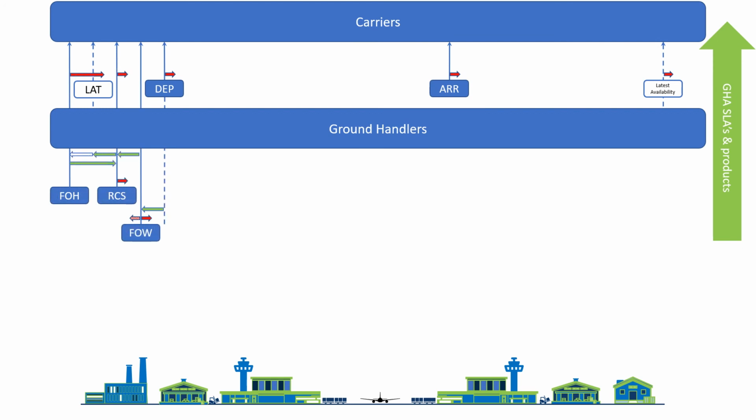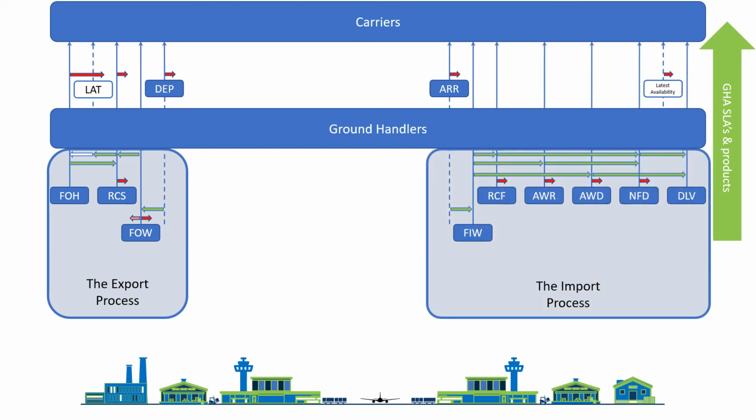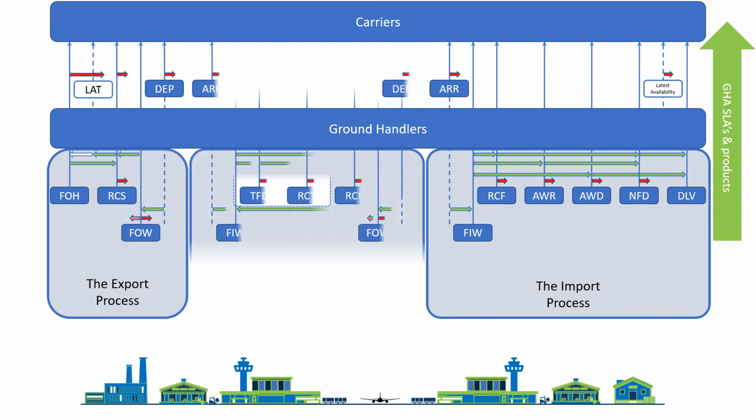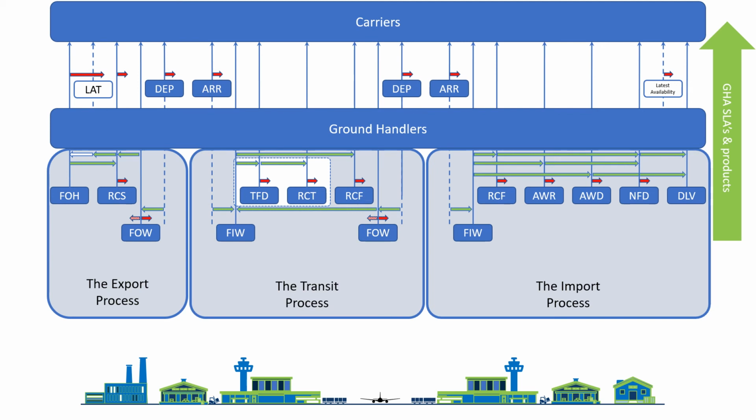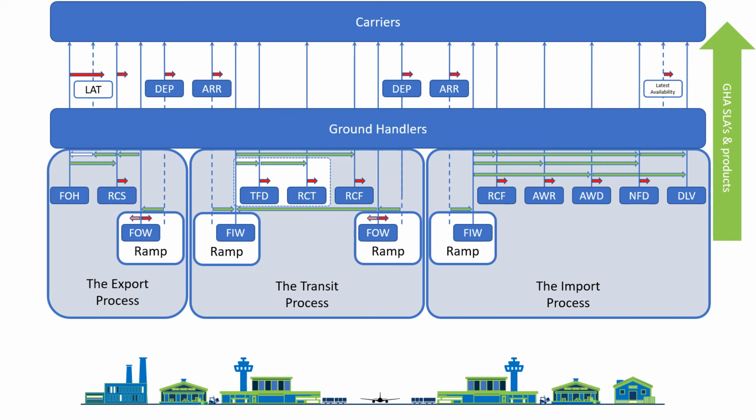The ground handling processes can be split in three. The export process goes from FOH to departure at origin. The import process goes from arrival to delivery to the consignee, or DLV. And the transit process goes from the moment the shipment arrives in the transit station to the moment it leaves again on another flight. This often includes putting the shipment in a warehouse, marked by FIW, or freight into warehouse, and then leaving again, marked by FOW, freight out of warehouse.